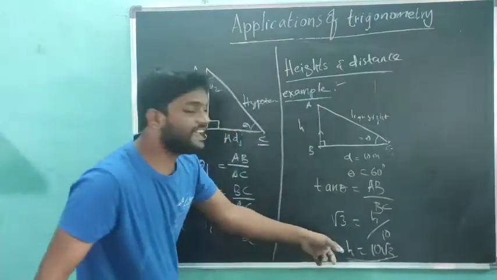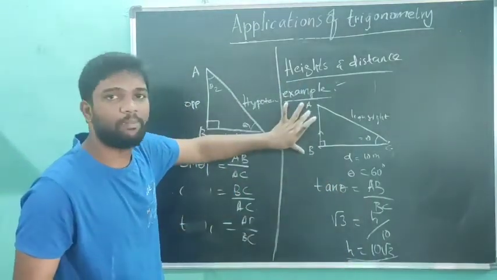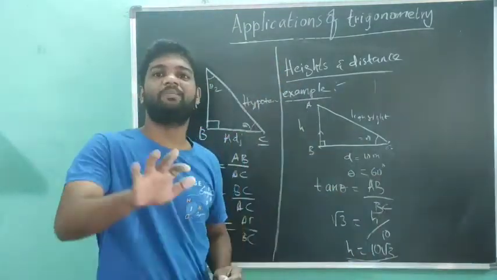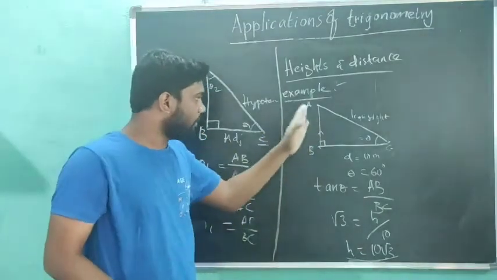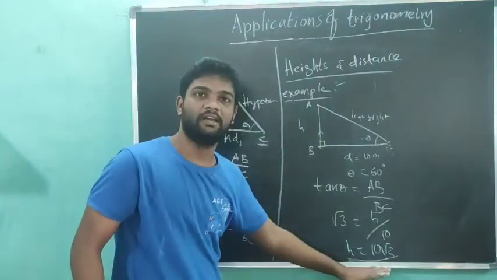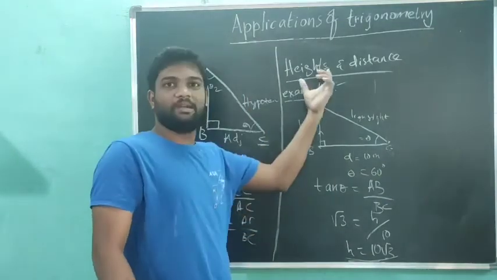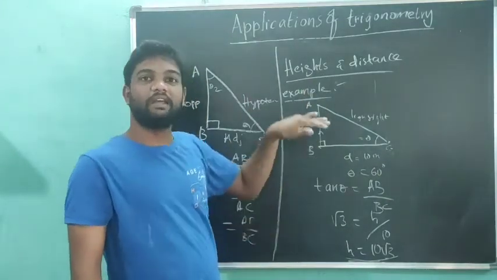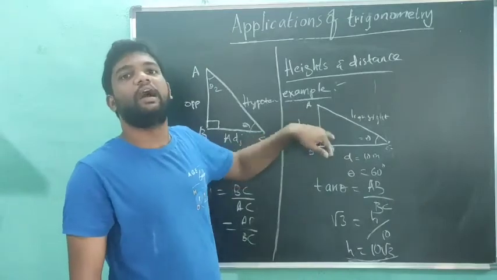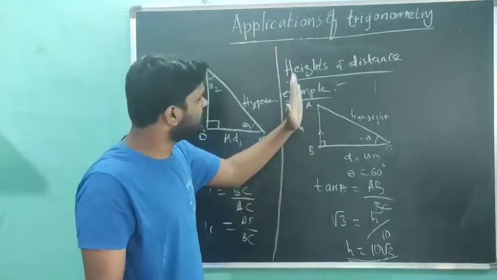Nothing more. What is H? It is the height of the pole. Now we find that the height of the pole H is equal to 10 root 3. So we find the height of the pole without climbing on this pole. It is very easy to find the height of poles, or any height.